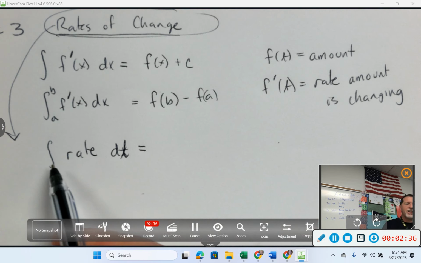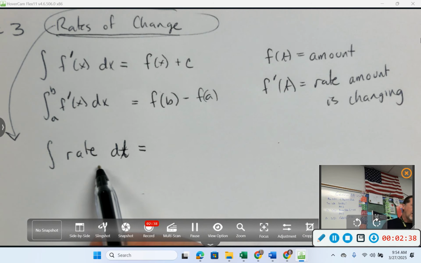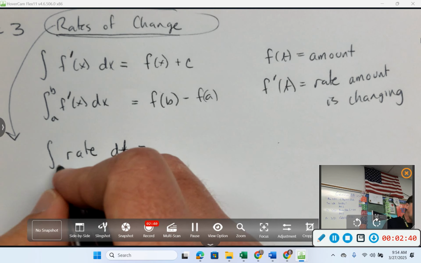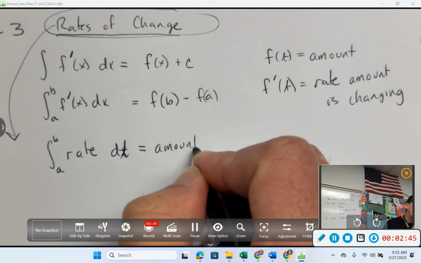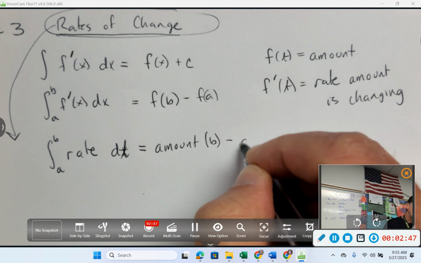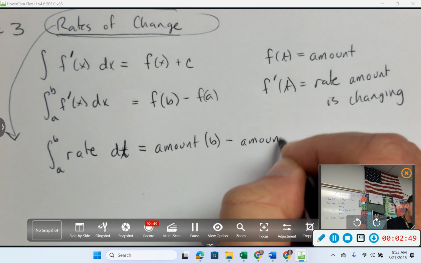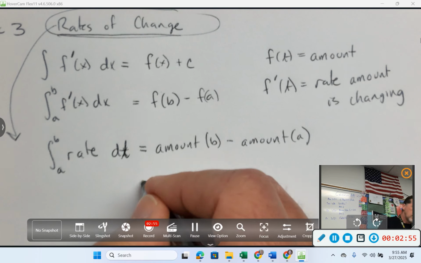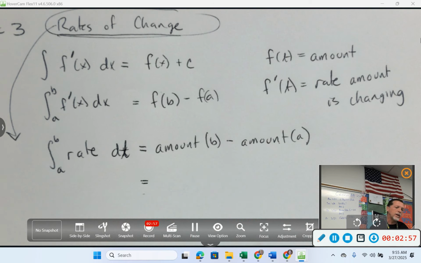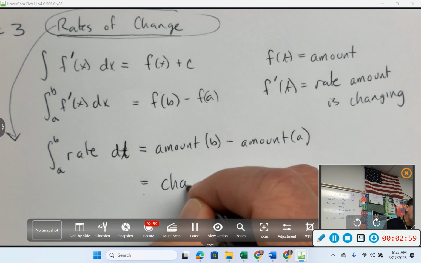Okay, so if I integrate the rate, especially if I do from A to B, I get the amount at B minus the amount at A. Another way to say this is, if you integrate a rate, you get the change in amount.